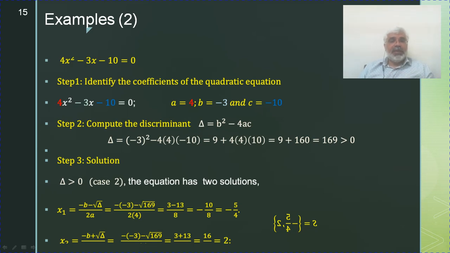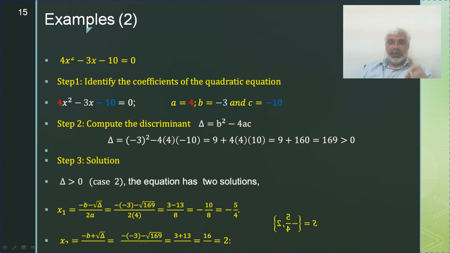x squared minus 3x minus 10 equals 0. Now we'll identify a, b, and c. a equals 1, b equals minus 3, and c equals minus 10, as you see. Delta equals b squared minus 4ac. We have to be careful about the minus sign. This is minus 3 all squared minus 4 multiplied by a, 1, and c, which here is minus 10.